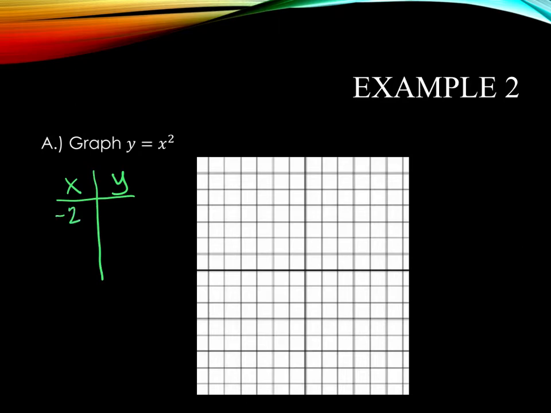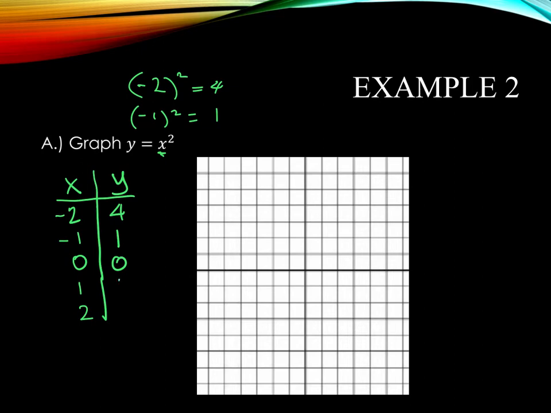So if you don't know where else to start, I'm going to start out with -2, -1, 0, 1, and 2. So these are always my starting points unless I feel I have to adjust it. Then, to solve for my y values, I'm going to plug in -2. If I plug in a -2 and I square it, I'm going to end up with a 4. If I plug in a -1 and square it, I end up with a 1. If I plug in a 0 for x and square it, I end up with 0. And then when I plug in my 1, I get 1. And if I plug in a 2, I get 4.